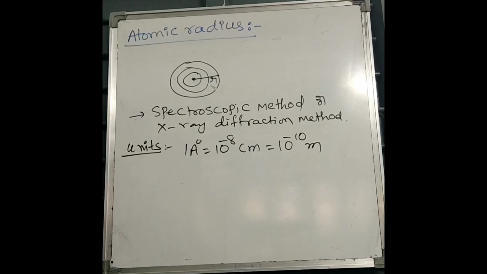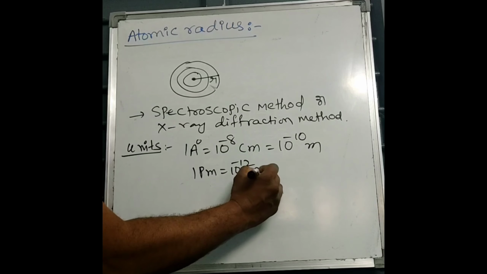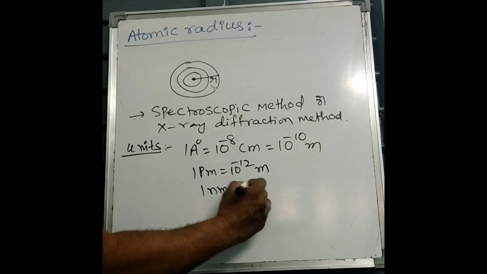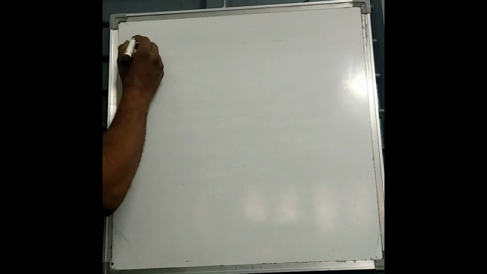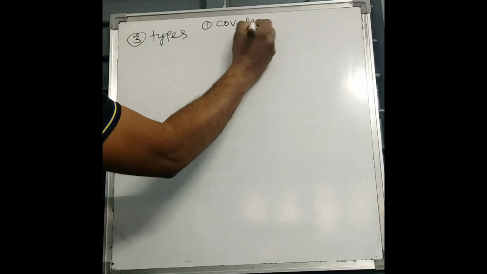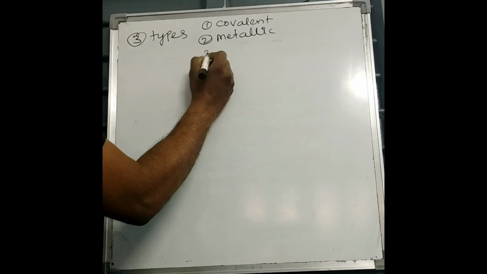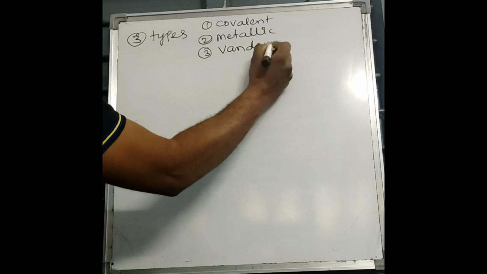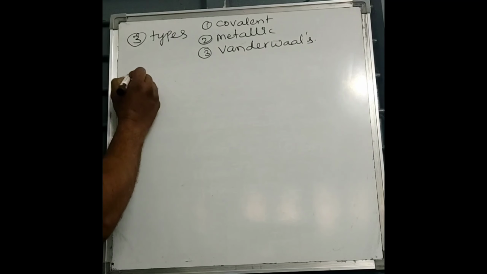In the same way, 1 picometer equals 10 power minus 12 meters. 1 nanometer equals 10 power minus 9 meters. Atomic radius is divided into 3 types: covalent radius, metallic radius, van der Waals radius. So first one, covalent radius.